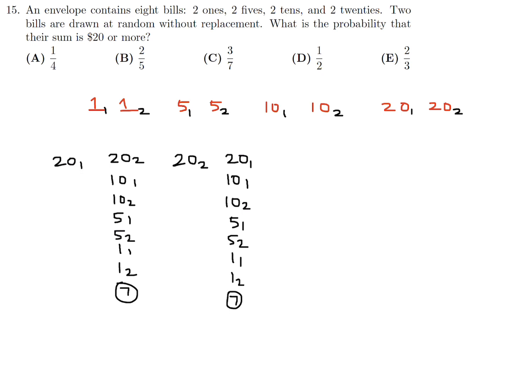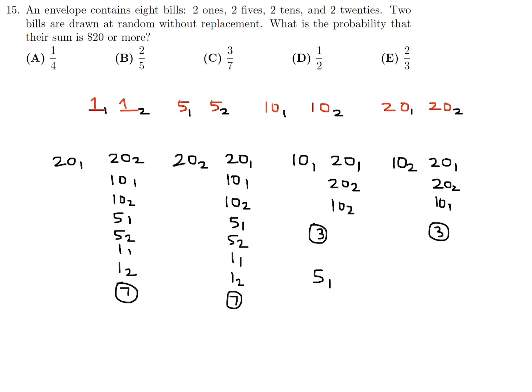All right, let's see if I can keep going here. How about if I take a 10? Can I fulfill the criteria? Yes, by adding 20s, by adding the other $10 bill, and I think that's it. So 3 there. If I take the other 10, it's exactly the same, of course. So that gives me another 3. Any more here? If I take a 5, can I get a sum of 20 or more? If I add the 20s, and I think that's it. Similarly with the other 5, it's exactly the same.